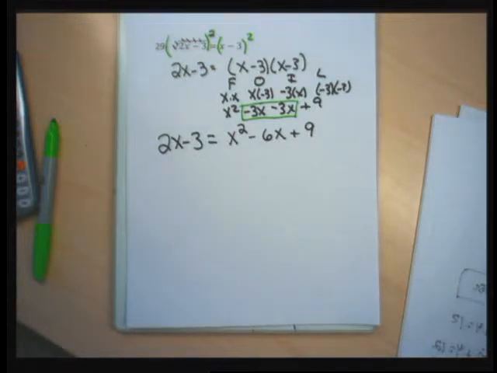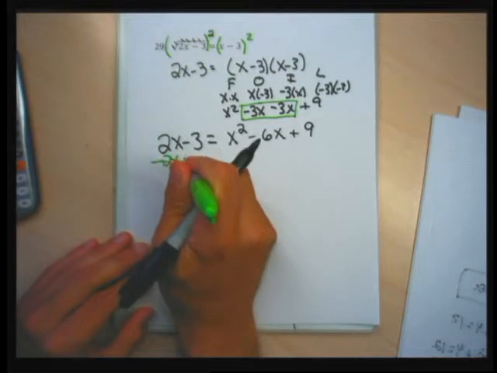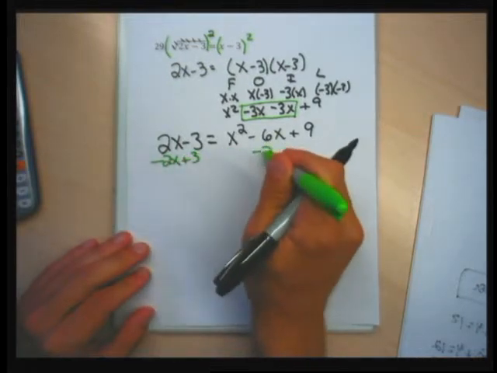So now I've gotten rid of the radical. I have a problem that has a square. And generally when I have a square, I need to solve by factoring. And factoring is usually only productive when the problem is set equal to 0.